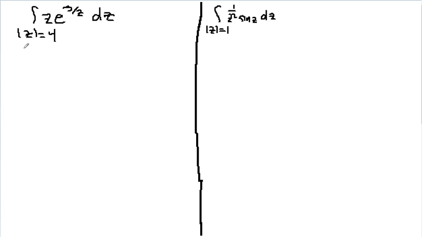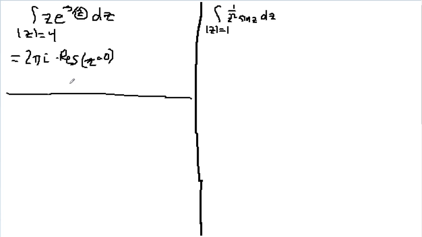And the way I'm going to do that is I'm going to say this is going to equal 2 pi i times the residue at, well, the only singularity here is at z equals 0. So that's all I'm going to do. Now the rest of this is just going to be devoted to figuring out what the residue is.